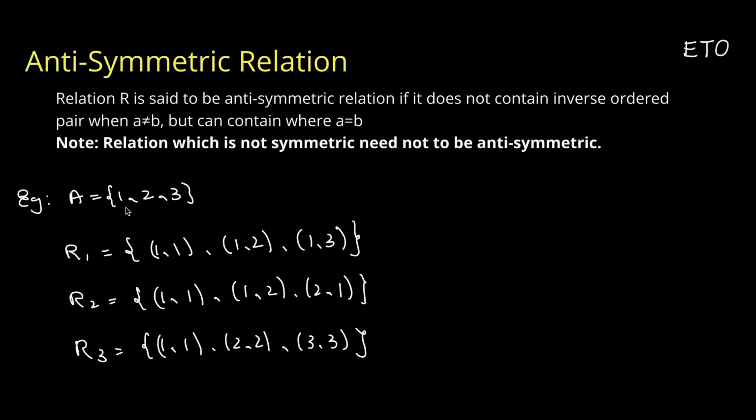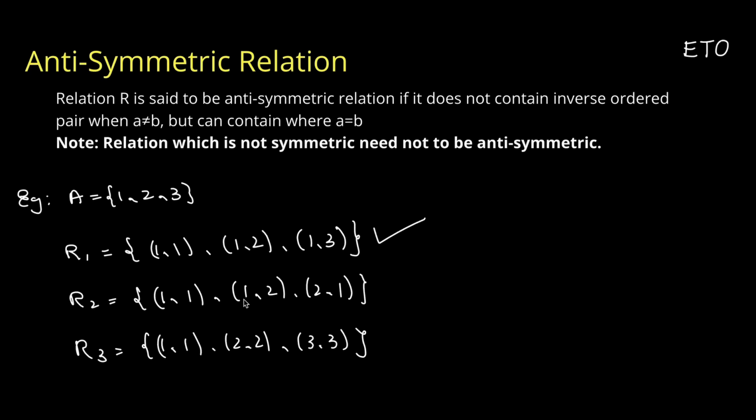Consider set A which contains elements 1, 2, 3, and here we have three relations R1, R2, R3. In R1 we have (1,1), (1,2), (1,3). R1 is antisymmetric relation because it does not contain inverse of (1,2) or (1,3), and antisymmetric relation can contain ordered pair with same element. So R1 is antisymmetric relation.